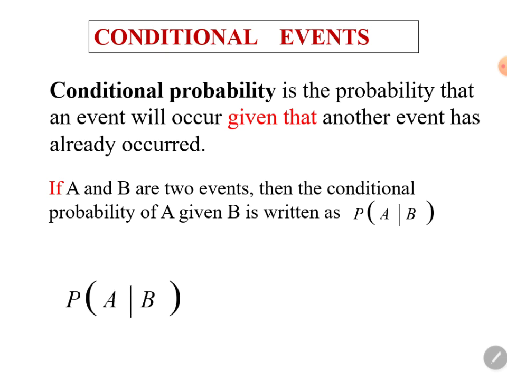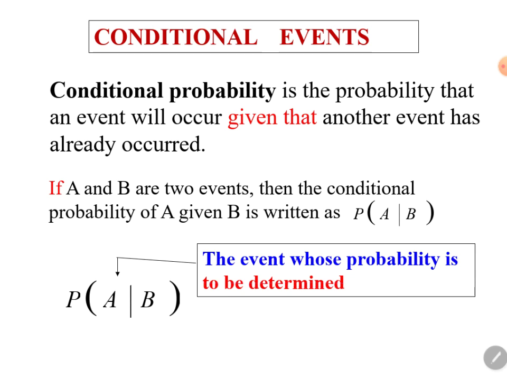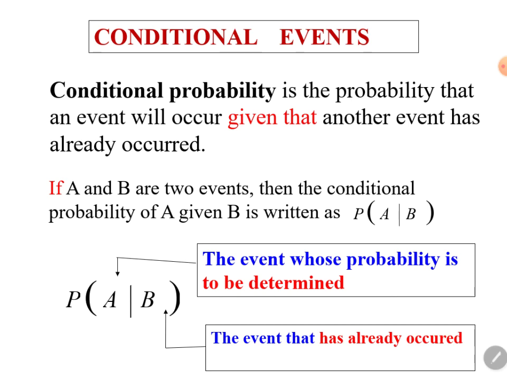In P(A given B), A is the event whose probability is to be determined. So actually, we want to find the probability of A, but there is a condition where the event B has already occurred.